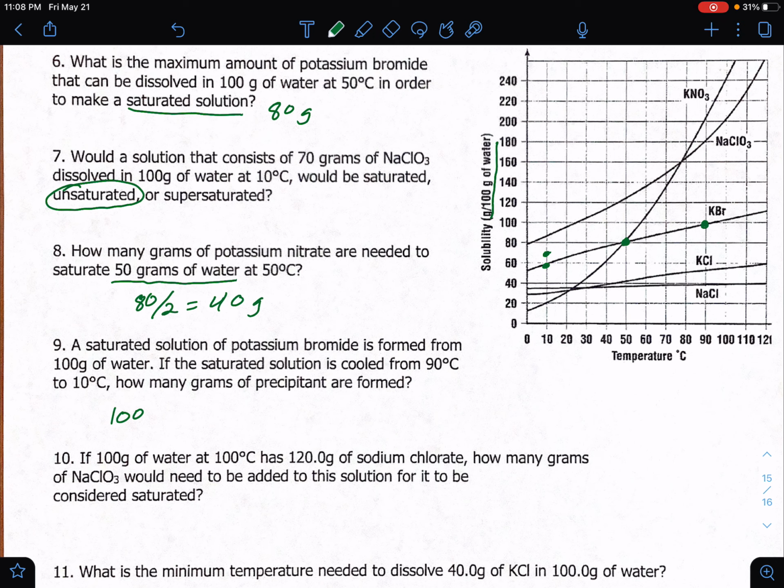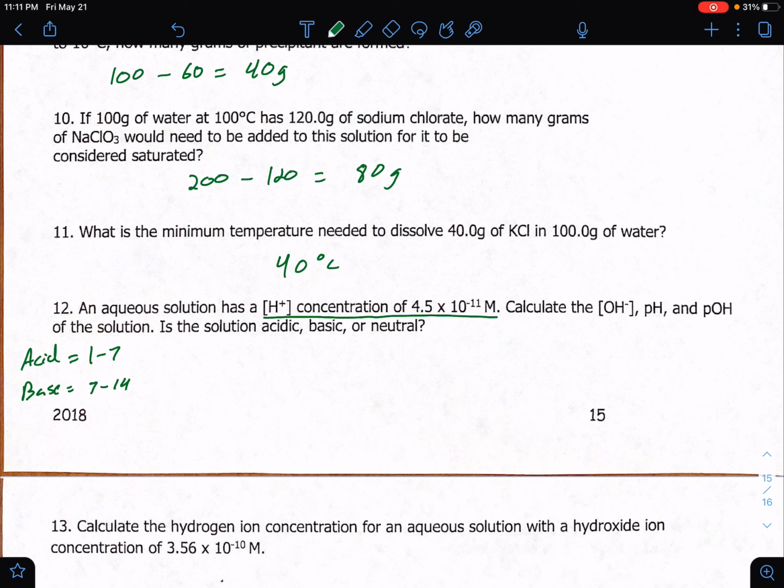So an aqueous solution has an H plus concentration of 4.5 times 10 to the negative 11. Calculate the OH minus concentration, so your hydroxide concentration, your pH, and pOH of the solution. Is it acidic, basic, or neutral? So we get to do all steps. So I'm given H plus concentration, so I can go ahead and just find my pH. pH equals negative log of your concentration. So 4.5 times 10 to the negative 11. Okay, so your log button is just on your calculator, so just press negative log and type in that number, and you get a number of 10.3.